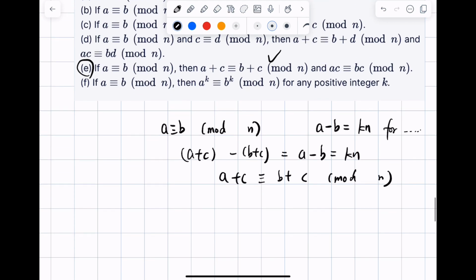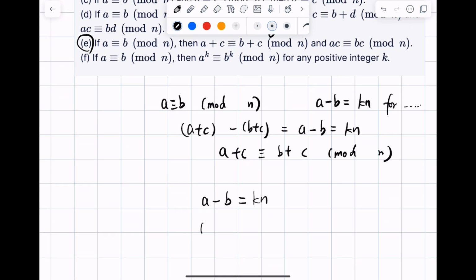For the second part, we have A minus B equals kn. You just multiply both sides by C, so we get AC minus BC equals kCn, and you just put a little bracket here. Then we have proved AC is congruent to BC mod n.